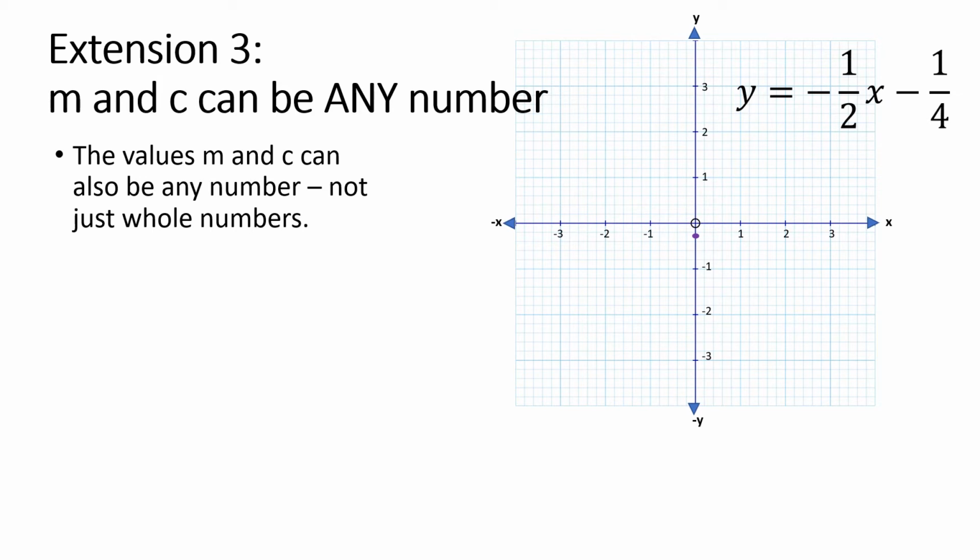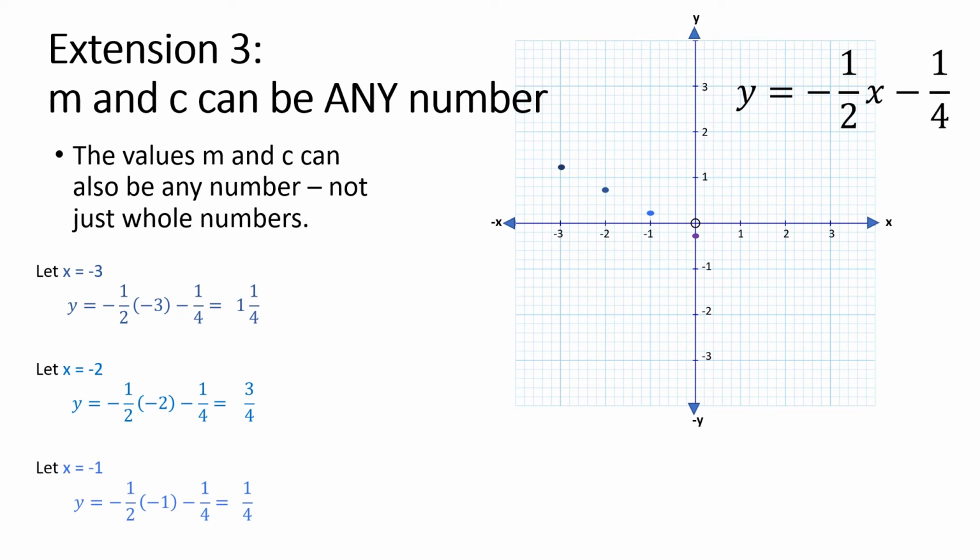And now let's plug in some other values of x into this equation. If x equals minus 3, then minus 1/2 times minus 3 is positive 1/2. But then subtract 1/4 and that gives 1/4. If x is minus 2, minus 1/2 times minus 2 is positive 1, minus another 1/4 gives us 3/4. And similarly, if x is minus 1, minus 1/2 times minus 1 is positive 1/2, but positive 1/2 minus 1/4 is just 1/4.